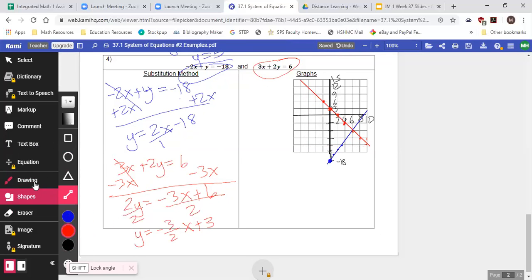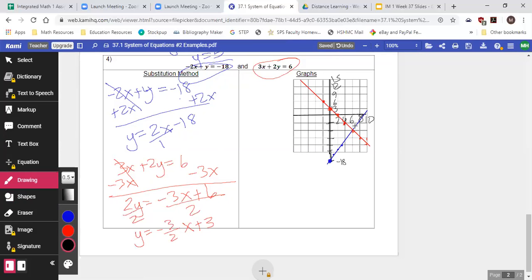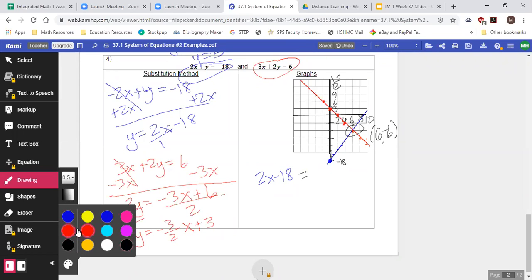The point of intersection looks to be around here. That is at 6, -6. Let's see if that's true by using substitution. So we have the first equation is 2x minus 18. And my second equation is -3 halves x plus 3.